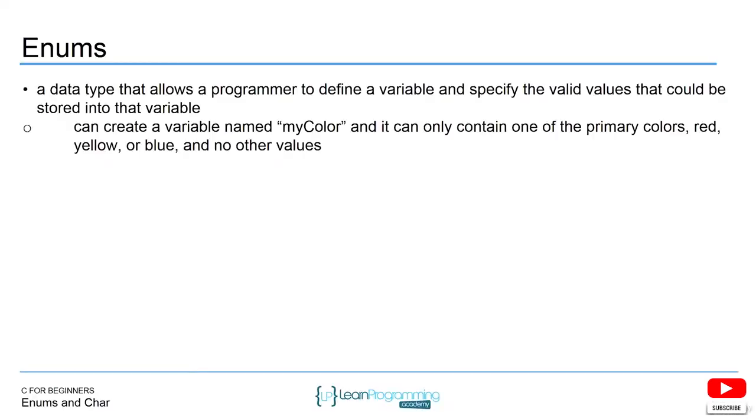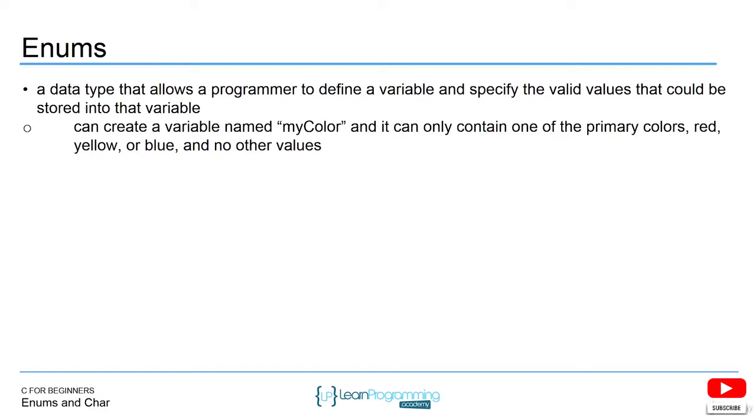In this lecture, we're going to talk about the enum data type and the char data type. So enums. Enums are a data type that allows the programmer to define a variable and specify the valid values that can be stored into that variable. So an enum is very powerful. It's actually specifying a data type. It is the keyword enum, but you can basically have your own data type that includes certain values only.